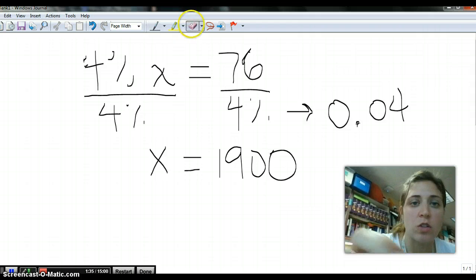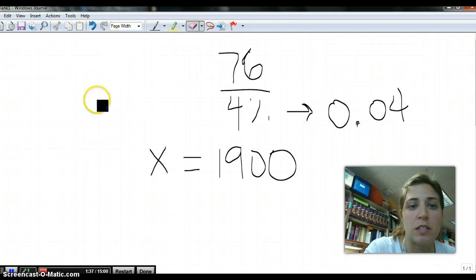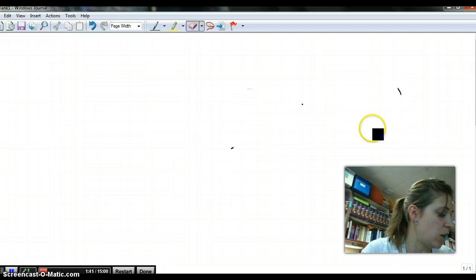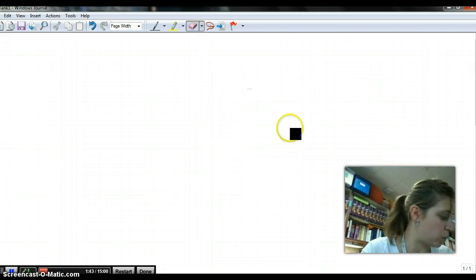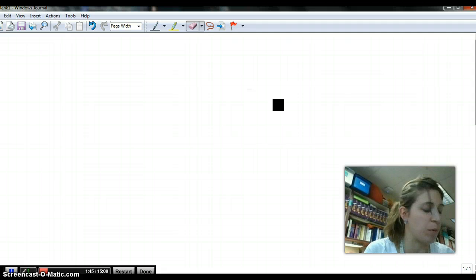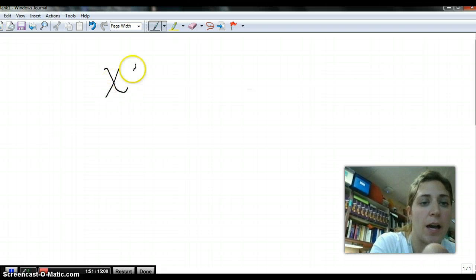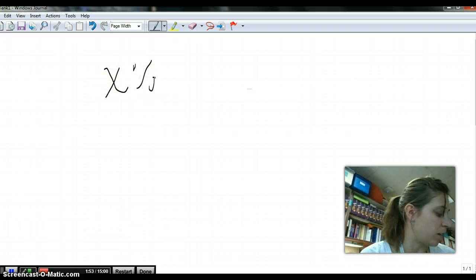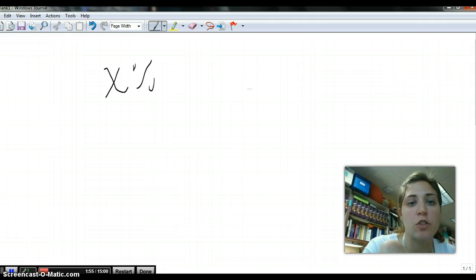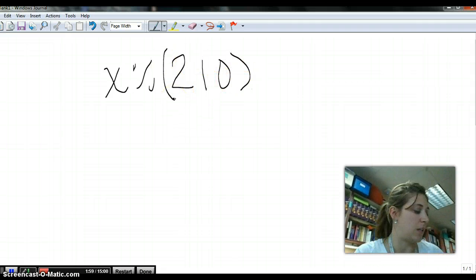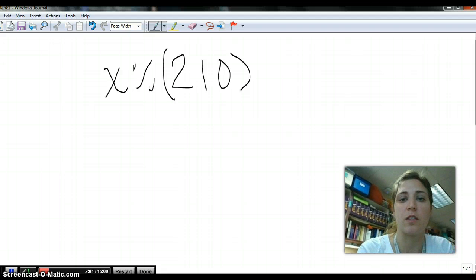Okay, so let's go to the next example. Let me erase this stuff here. Our next example says, what percent of 210 is 33.6? So again, I'm just going to write this out. So what percent, so I'm looking for a percent, x percent of means multiplication of 210. So I'm multiplying by 210 is 33.6.